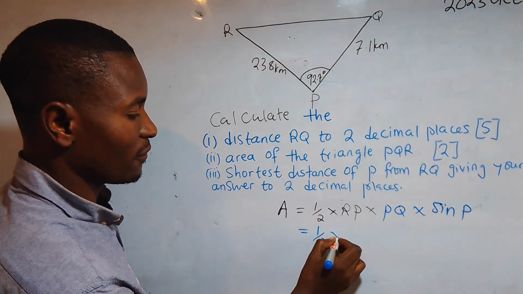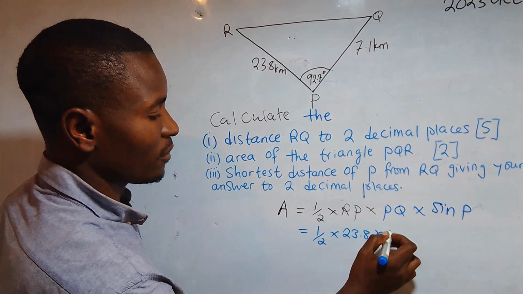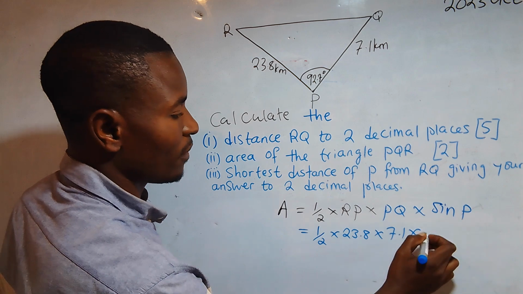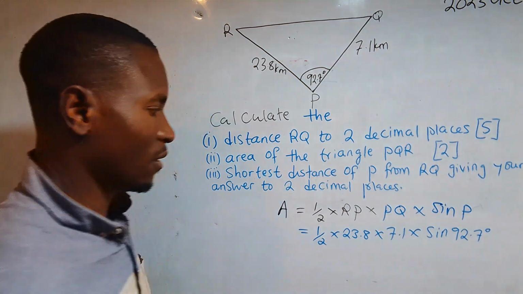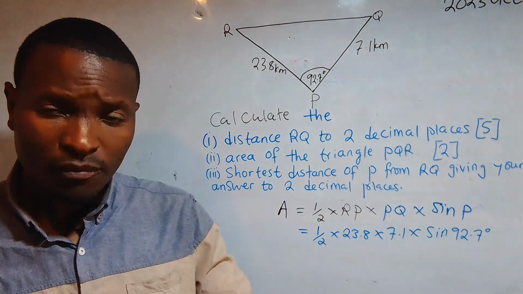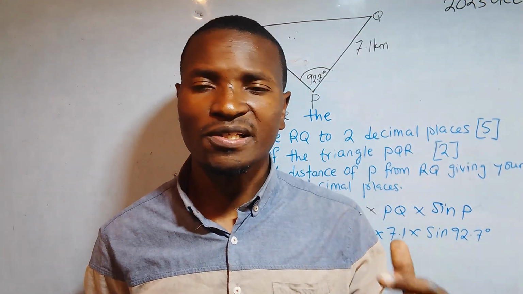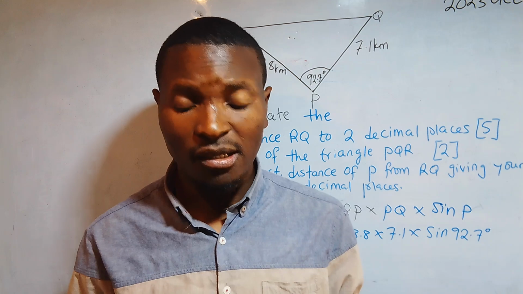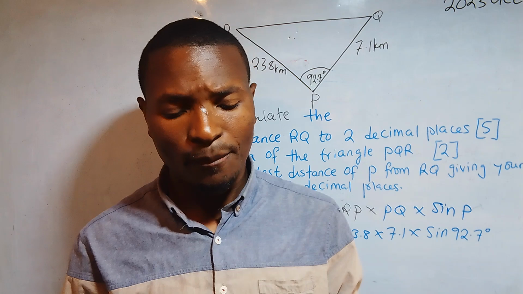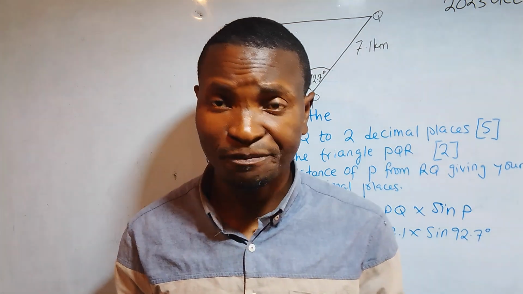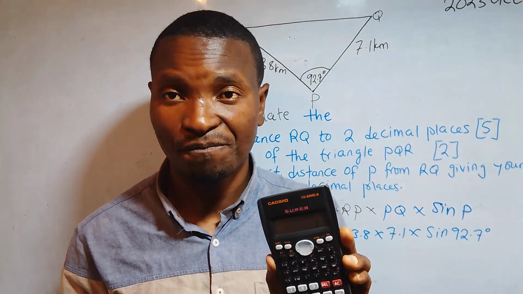So, half multiplied by RP, multiplied by this, multiplied by sine. Now, the fact that you are in the final exam, you don't have to waste much time simplifying anything. You have your calculator now. All you have to do first of all is make sure that everything is well punched into this calculator.